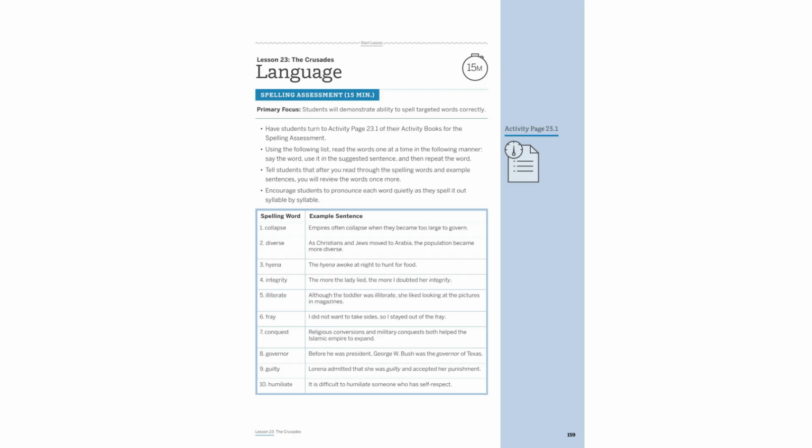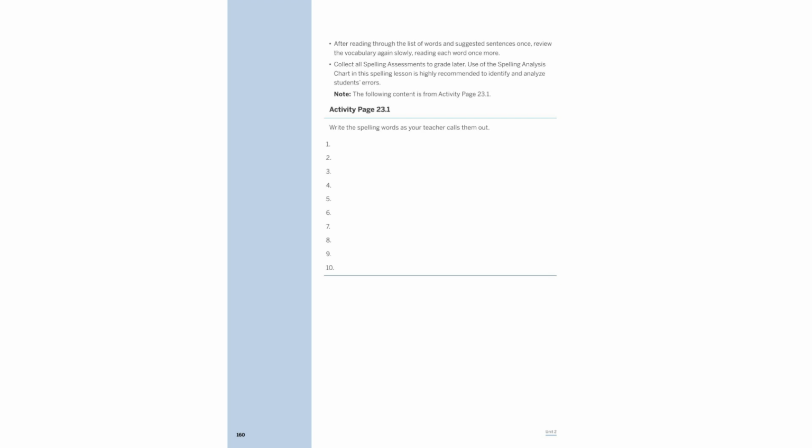Pronounce each word quietly, spelling it syllable by syllable. This practice enhances spelling accuracy and comprehension. After reviewing the vocabulary list, collect all spelling assessments for grading. Utilize the spelling analysis chart to identify and analyze students' errors effectively. This approach aids in understanding common mistakes and tailoring future lessons to address these areas, enhancing overall spelling proficiency.